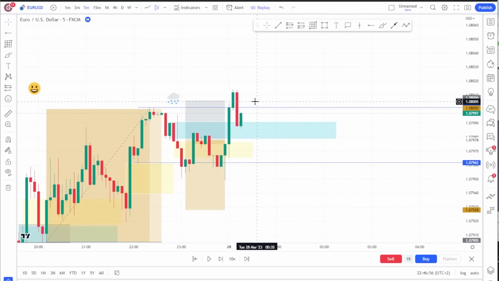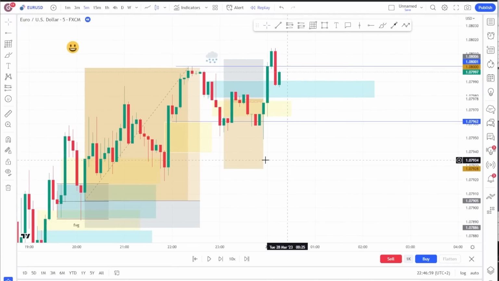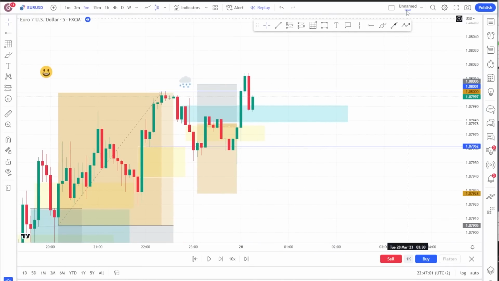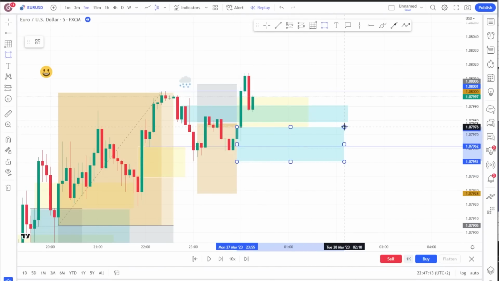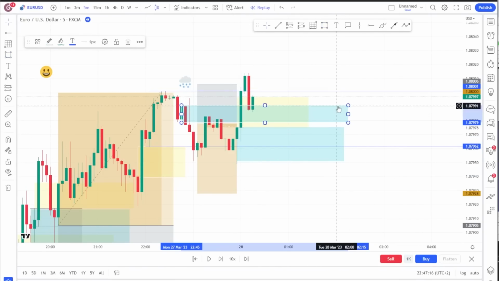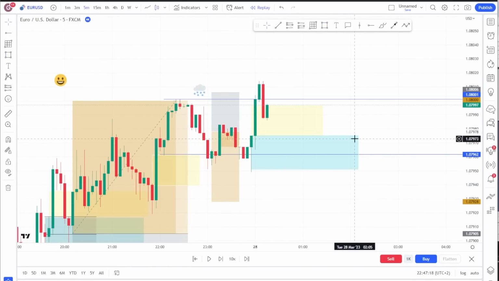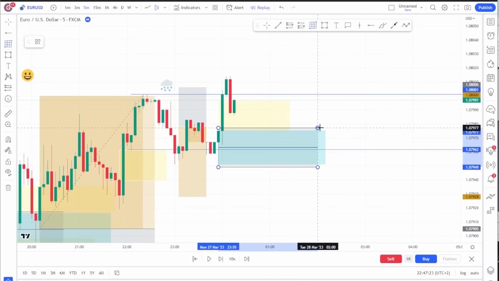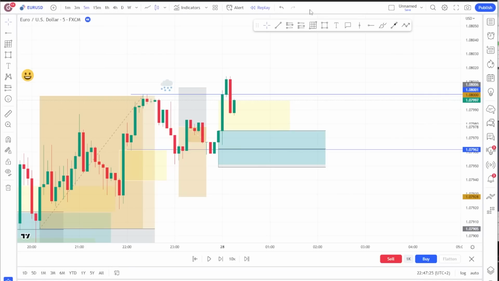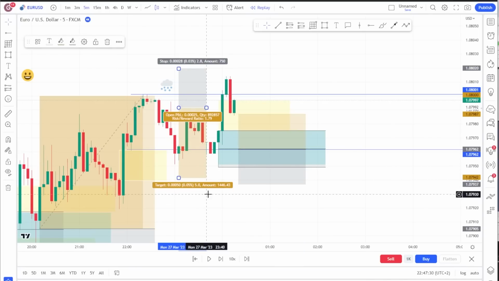So we've broken impulsively, and you can see it's a really nice candle that breaks. We've got the value gap here, and then we've got the order block right here. This right here is the order block. Let's get rid of this stuff. And so I will enter at the 50% of this area.